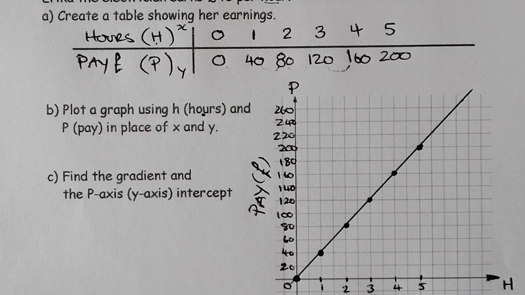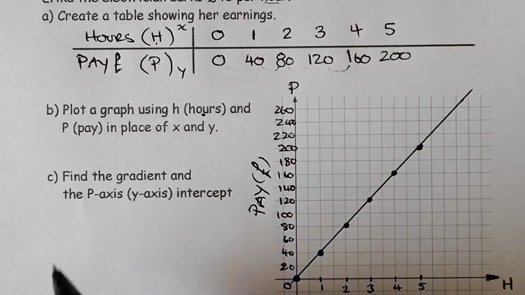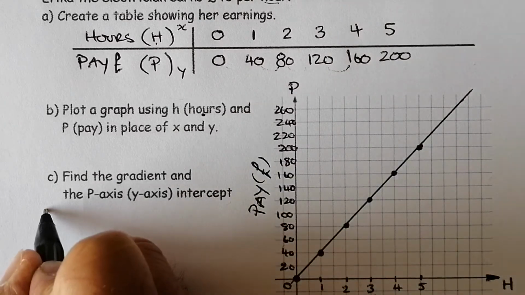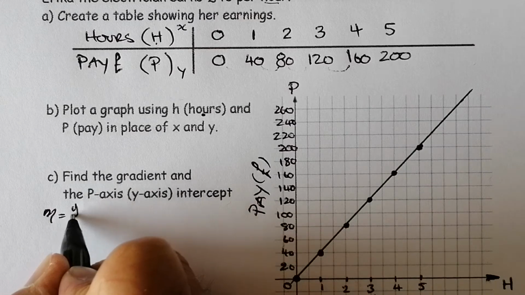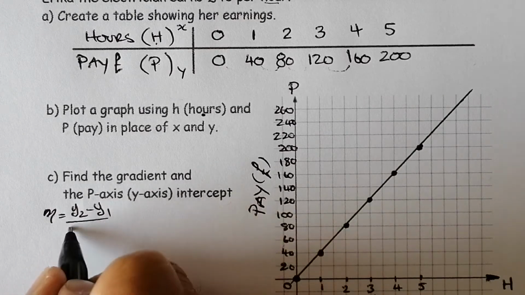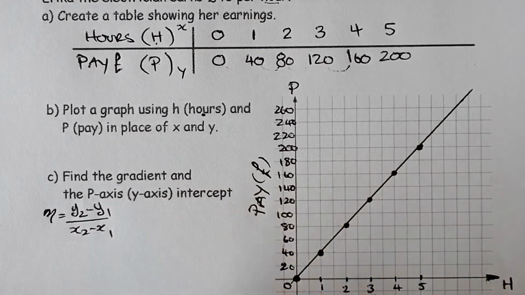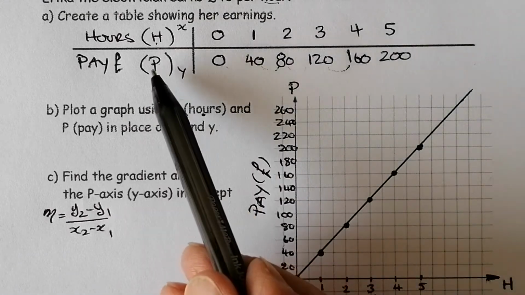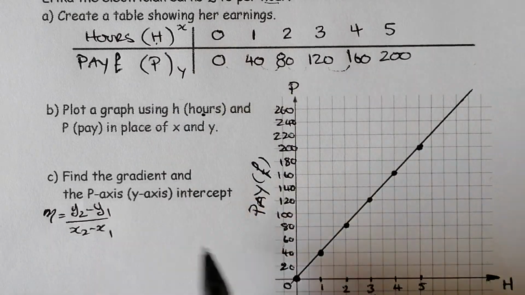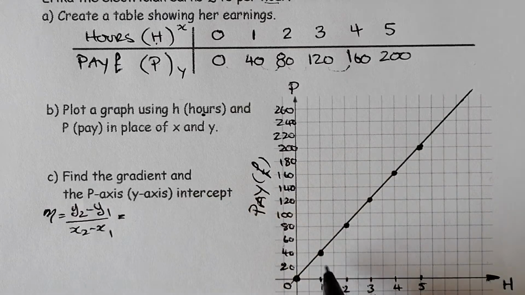So I could just state that my gradient m equals 40, but how about doing a bit of work on the gradient as well. So I'm going to use y2 minus y1 all over x2 minus x1 to work out my gradient. I'm still using x and y there. That's okay, as long as when I write the final equation, I use the letters p and h. So let's go for that. I'm going to pick 2 points. So why don't I just pick that point and that point?